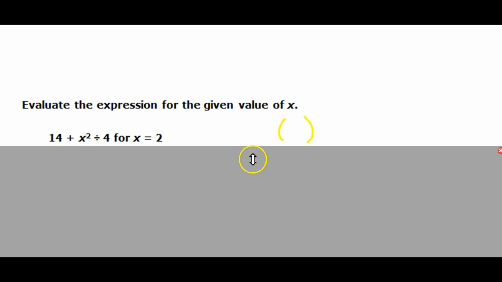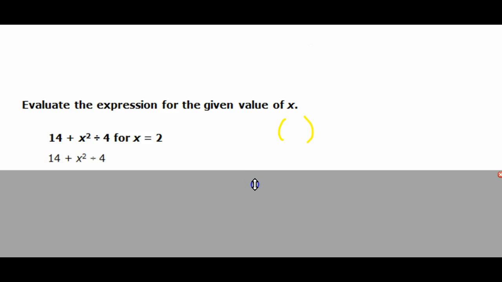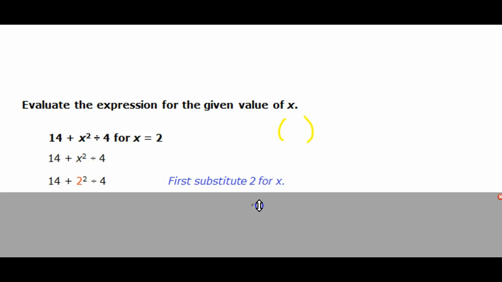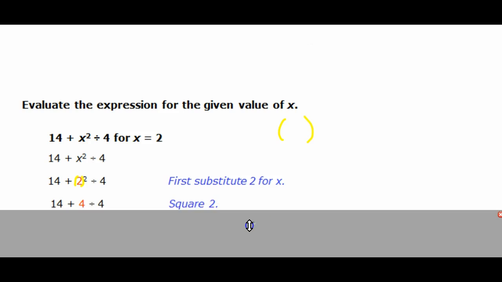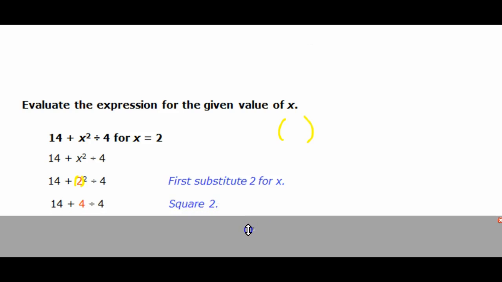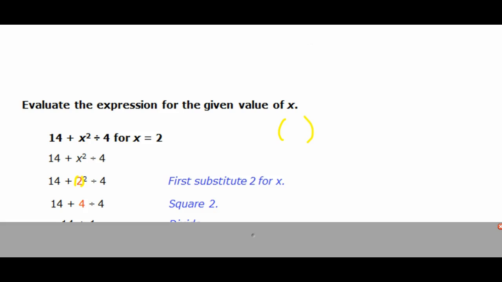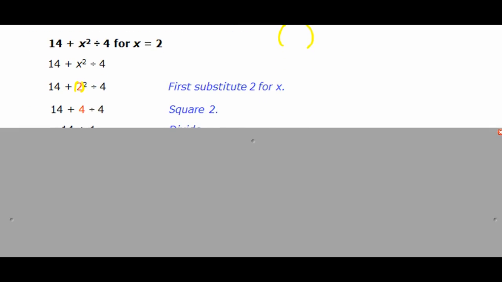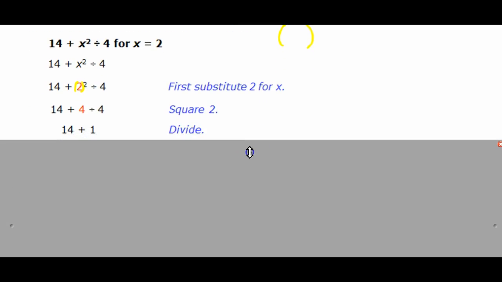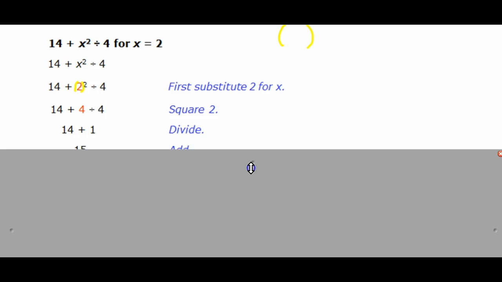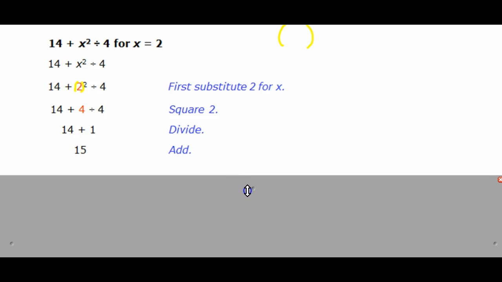All right, let's see what this is. Okay, there's our equation. We substitute the 2 in there. Again, I'm asking that you use parentheses around that. Then we're going to do exponents first. Then we're going to do the division. We're going to skip over the addition. We're going to do the division. And then we're going to add, and there's your answer. All right, let's try this next one.